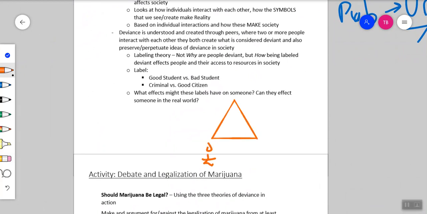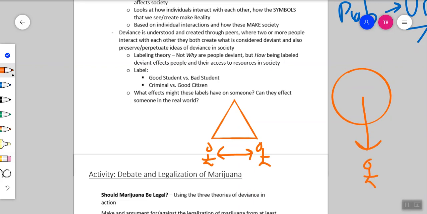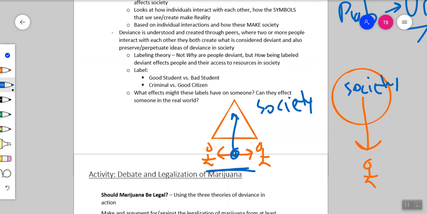So if we thought of the first two, conflict theory and functionalism, as looking from society down to the individual, this one is actually looking from the individuals and their relationship together, how they interact with each other, and how this creates society. So in one perspective, society creates the individual, and from this perspective, the individual creates society. So what does deviance look like from this perspective?